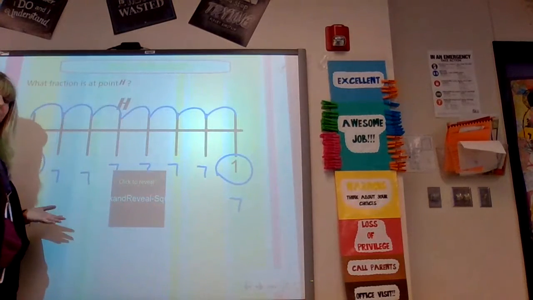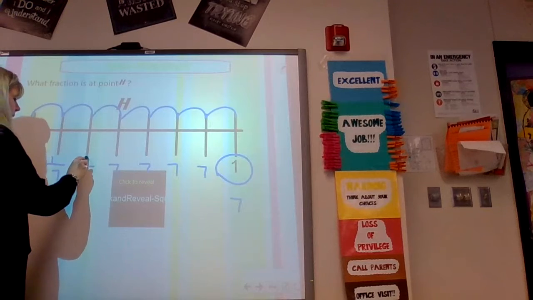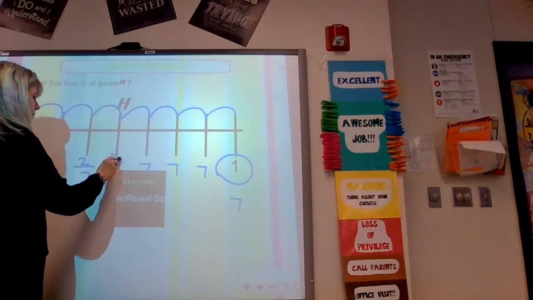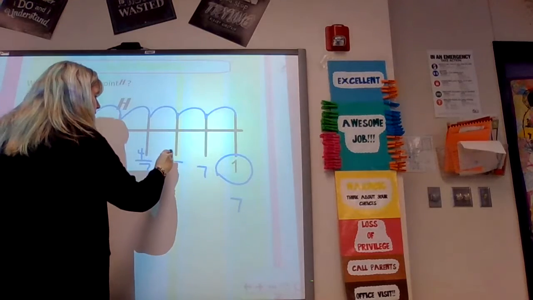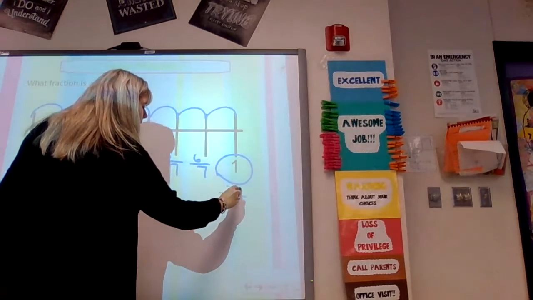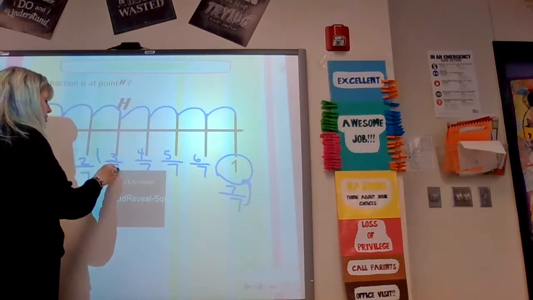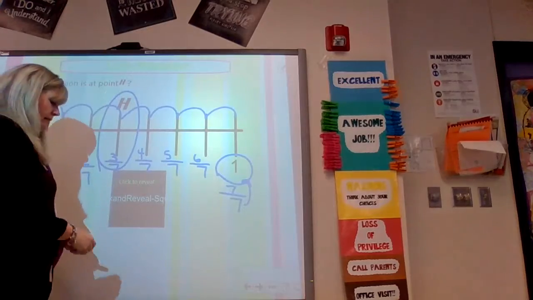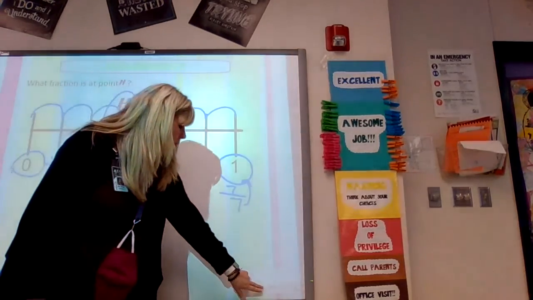Now I'm going to go back and put in the numerators according to the pieces. Here's 1/7, 2/7, 3/7, 4/7, 5/7, 6/7, and 7/7, which is the same as 1 whole. So H must represent 3/7. I think we have one more.